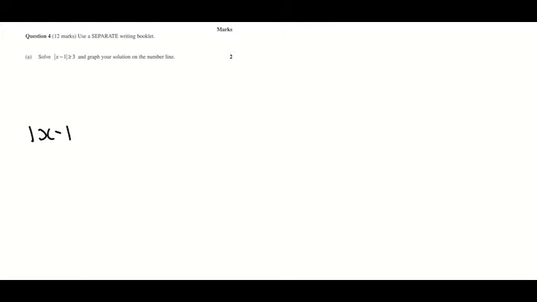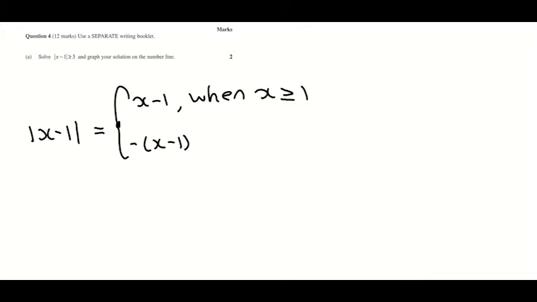Now let's take a look at a different type of question involving absolute values found in the 2006 HSC Mathematics paper. In this question, we're asked to solve the absolute value of x minus 1 greater than or equal to 3 and graph our solutions on a number line. Although this question can be solved graphically, solving by cases using algebra is the fastest and most accurate method in this scenario.